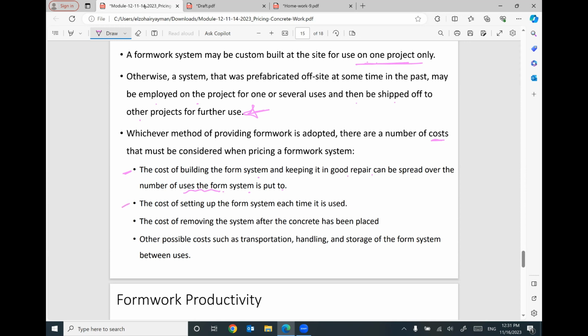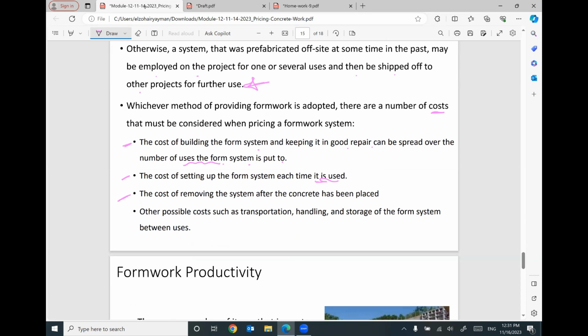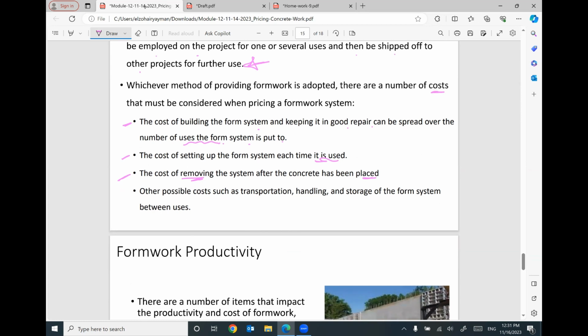The cost of setting up the form system each time it is used, I think for the first time will be different than the second time. The cost of removing the system after the concrete has been placed, maybe after 7 days or 10 days, when we are going to remove the formwork. This is another cost. Other possible costs such as transportation.